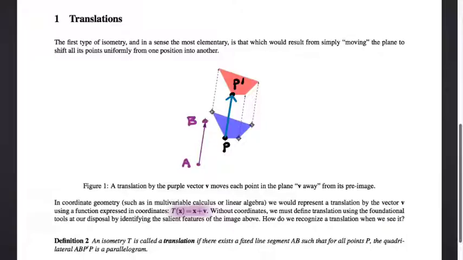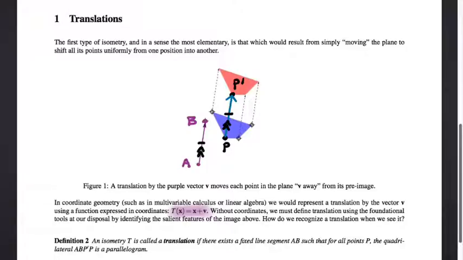So we have to have the same shape in our image as we had in the pre-image. And what should the relationship of PP prime and AB be? Okay, so they need to be the same length, so they need to be congruent segments. What else? Parallel. Sort of written into the DNA of a translation is this idea of parallelism. So AB and PP prime should be 2 parallel congruent segments.